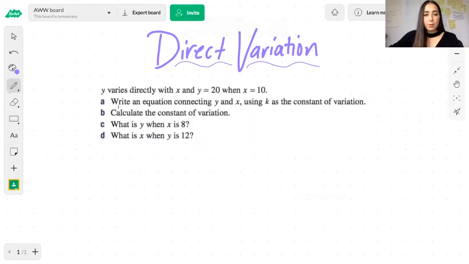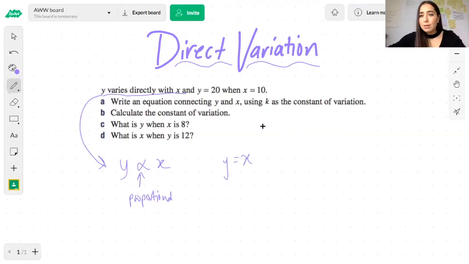Okay, so let's have a look at this question. It says, y varies directly with x. So what that means is that y is proportional to x. This symbol over here means proportional, which basically means dependent on. The reason we can't say that y equals x is because they're not necessarily equal to each other. They have a relationship, but that doesn't necessarily mean they're the same. So we replace the equal sign with this symbol of proportionality.